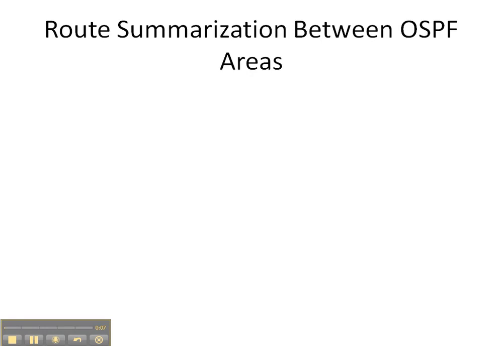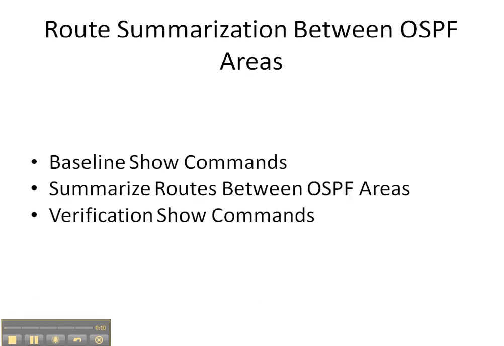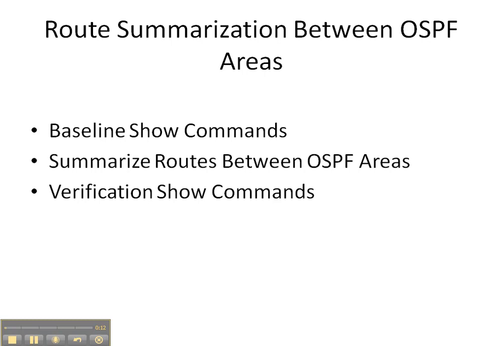In today's video cheat sheet we're going to configure route summarization between OSPF areas. First, we're going to do some baseline show commands to look at how the routes are being propagated before the route summarization. Then we're going to summarize the routes on some area border routers, and then we're going to do some verification commands to see if the summarization worked.